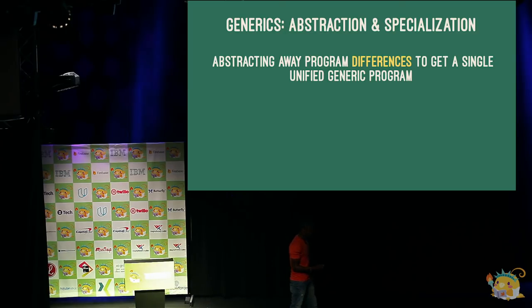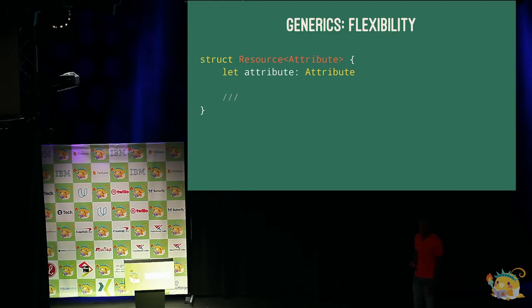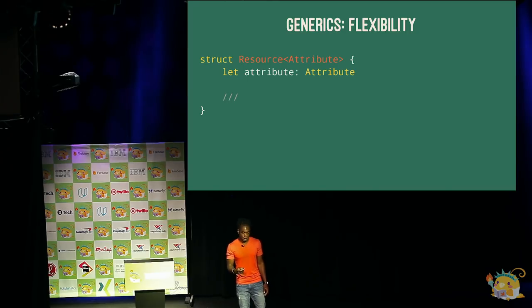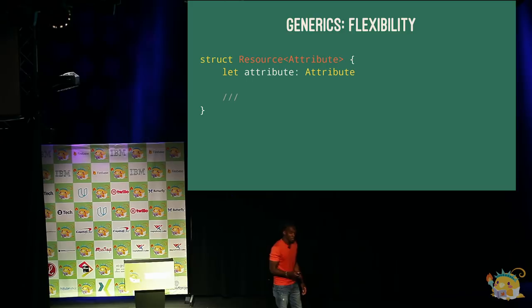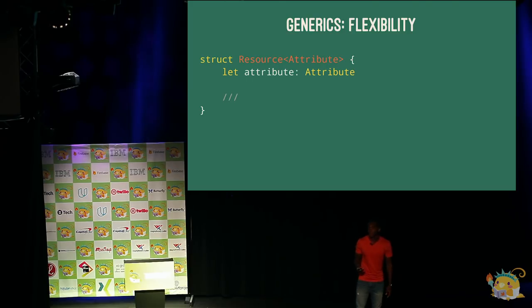Oftentimes, when you have a list of specific programs, if you remove the differences that lead to these specific programs, you could end up with a single unified program. And then instantiating this unified program with different parameters causes the program to specialize itself and be expressed differently. This is the heart of generics. The goal of generics is to increase the possibilities of parameterization into the type system. Shown here is the syntax for generics.